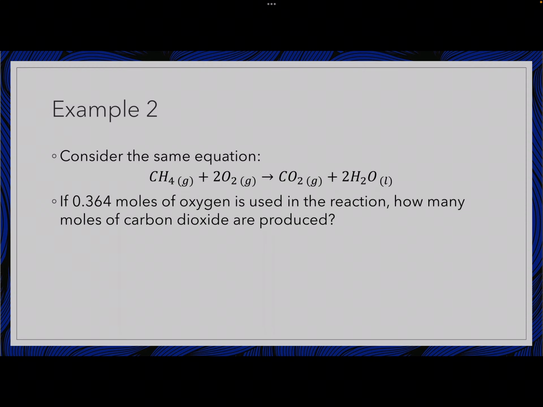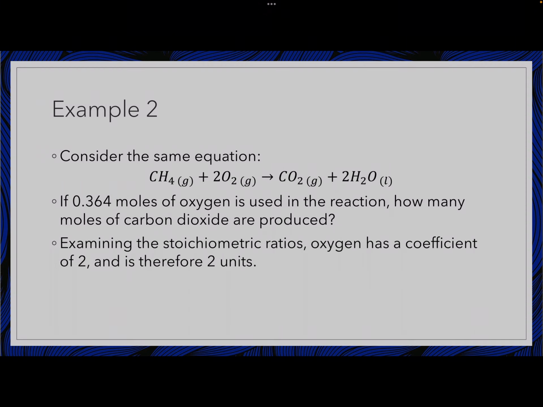Now, this is where it starts to get a little bit different. Having a look, oxygen has a stoichiometric ratio of 2, so it's got that 2 out the front. What that means is it is worth 2 units. So what we need to do is divide that number by 2 to get how much a unit is worth. So 1 unit is equal to 0.182 moles.